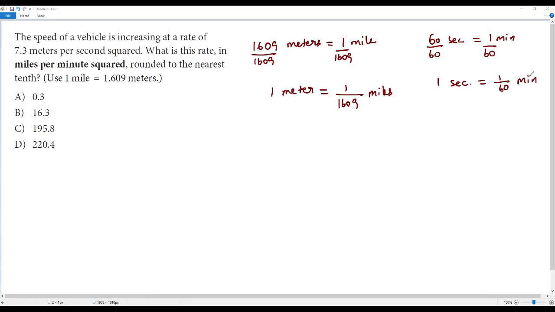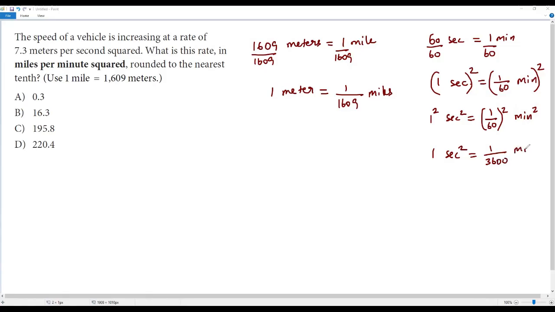Now let's square both the sides in this equation. Then we get 1 second whole square, and let's square this one as well. Now we can take this exponent 2 for this one and this one separately. Then we get 1 square, and here we have a second square. The same thing we can do on the right side. Then we get 1 over 60 the whole square, and we have minute square. So the value of 1 square is 1. Then we get 1 second square equals, when I evaluate this one, 1 over 3600 minutes squared.